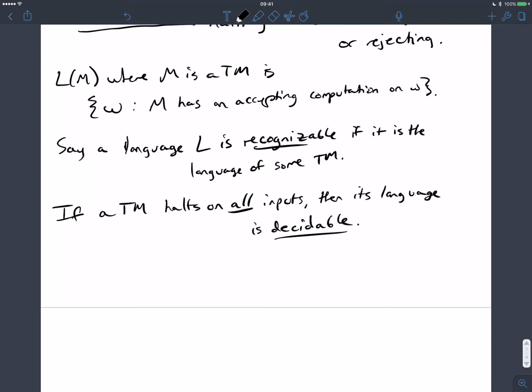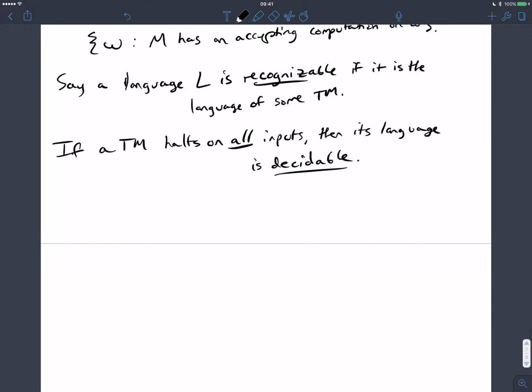So if you make a Turing machine, that language is already recognizable, but it may or may not be decidable, depending on whether there's some string that runs forever or not. So examples of decidable languages: 0 to the n, 1 to the n, 2 to the n, because we could have a machine using our idea from before where you cross off a 0, cross off a 1, cross off a 2, then scan back.